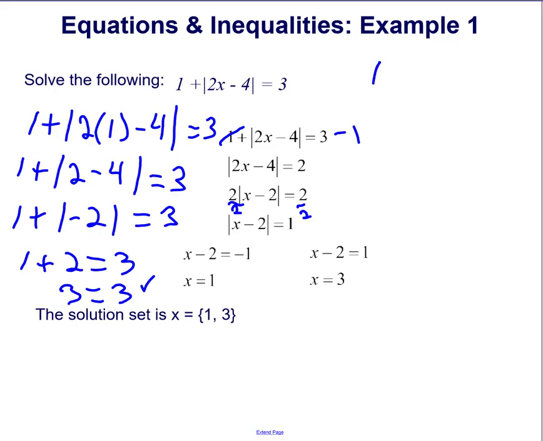I'm going to leave this up to you. What is 1 plus the absolute value of 2 times 3 minus 4? Will that equal 3? Find out on your own.